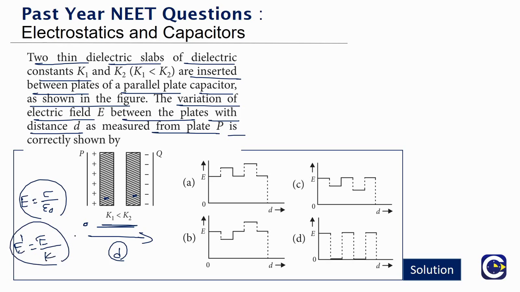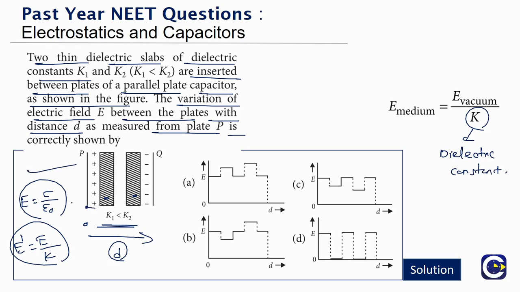In any dielectric medium, what is the electric field value? It will be equal to what? E in the vacuum or air divided by K. So this K is the dielectric constant. Now imagine we are starting from the plate P. Initially there is no dielectric medium. Means what will be the electric field? Sigma by epsilon naught. Once we get into this region, dielectric constant K1, what is going to happen?